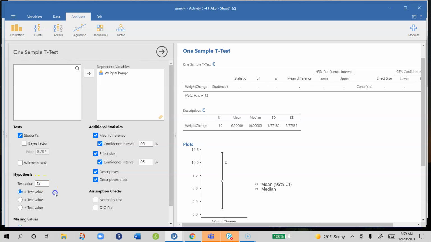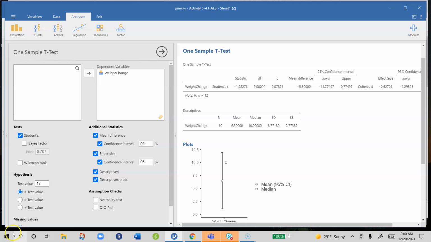If we change our test value to 12, you can see our mean, median, and so forth stay the same, but our test statistic changes quite a bit because we're comparing 6.5 to 12 rather than 6.5 to 0. You interpret the output in the same way as before, but the point here is that the test value you choose matters a lot. It's typically theoretically driven, and depending on your research question, either number could make a lot of sense.